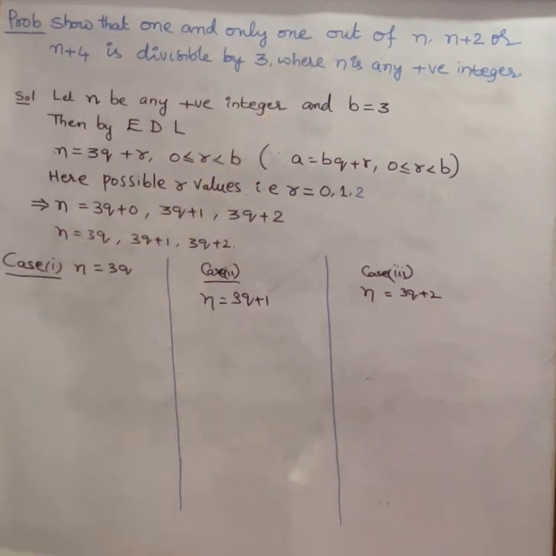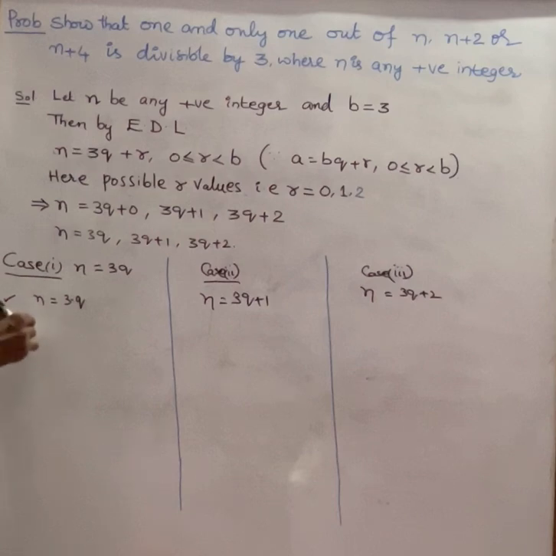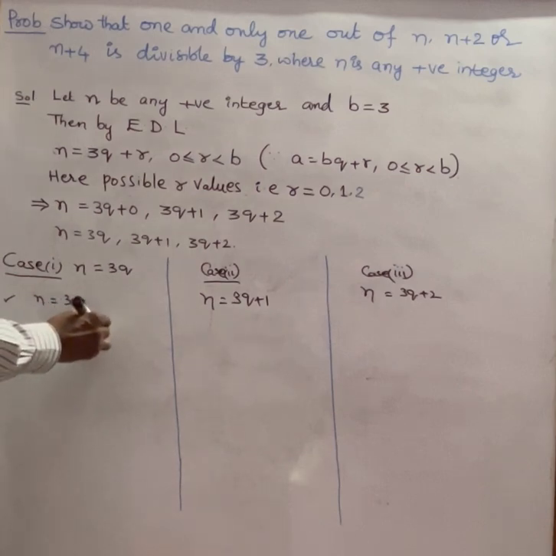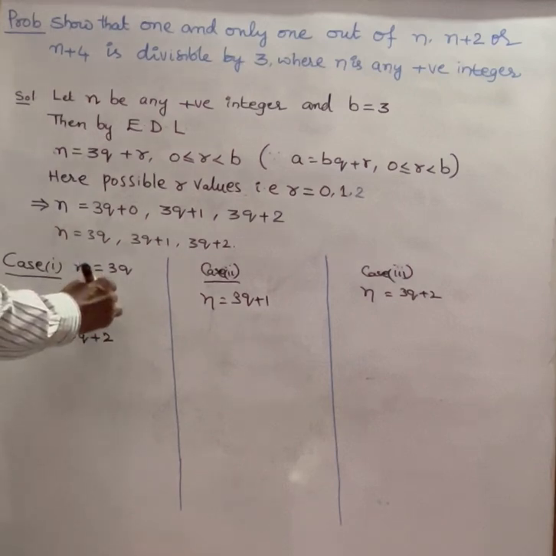Here, n is written as 3 into q, which is divisible by 3. Now write the n plus 2 value. n plus 2 becomes, substituting n equal to 3q, 3q plus 2, which cannot be written as 3 into something. Therefore, this is not divisible by 3.